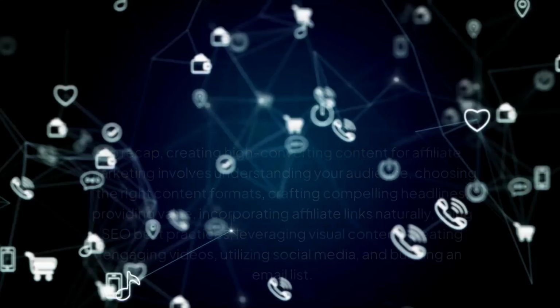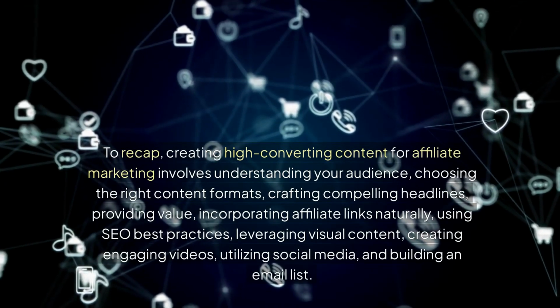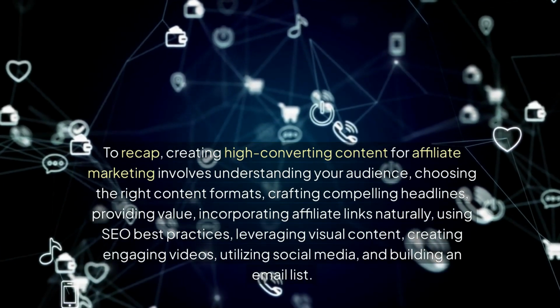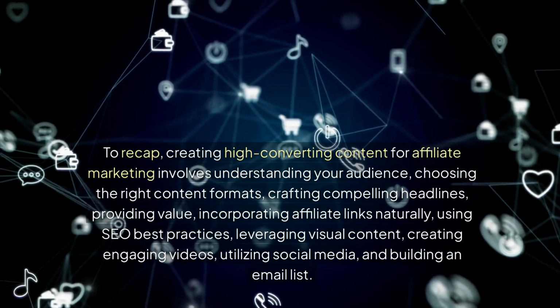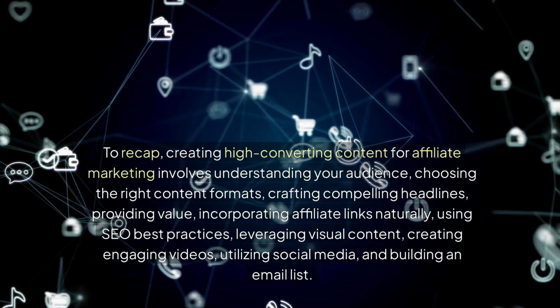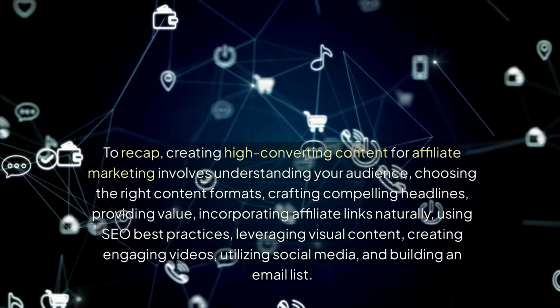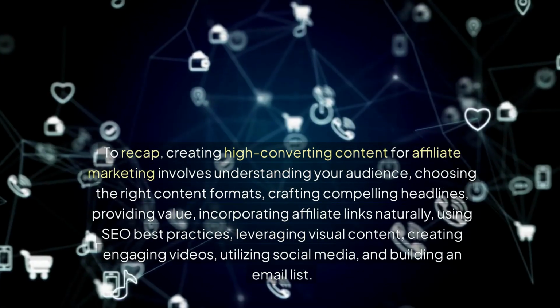online business. To recap, creating high-converting content for affiliate marketing involves understanding your audience, choosing the right content formats, crafting compelling headlines, providing value, incorporating affiliate links naturally, using SEO best practices, leveraging visual content, creating engaging videos, utilizing social media, and building an email list.